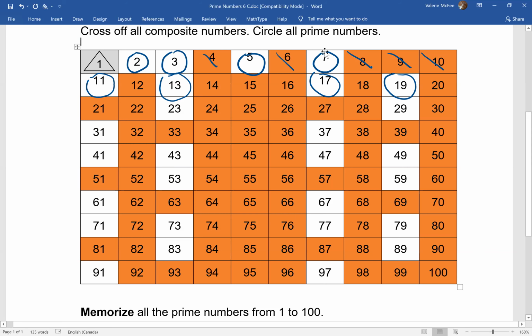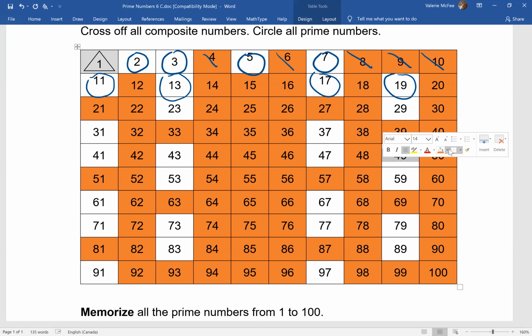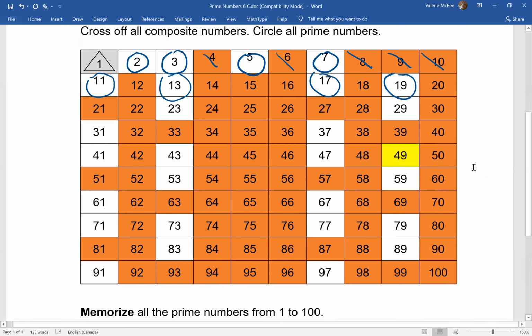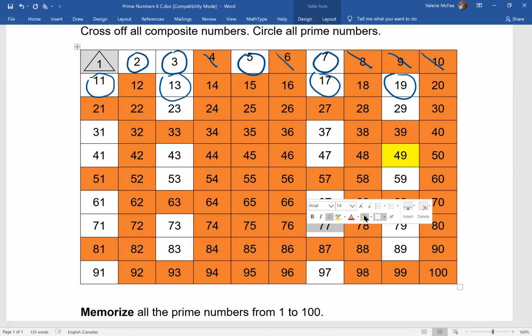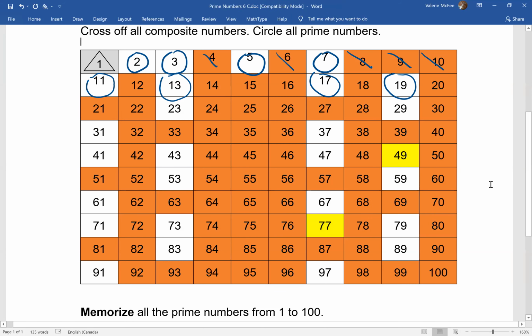What about numbers divisible by 7? Now, there's no quick and easy trick for this, so we just need to look through the list. Can you pause this video and find the numbers divisible by 7? Maybe I'll highlight those in a different color. We know, of course, that 49 is divisible by 7 and therefore not prime. 77 is divisible by 7 and therefore not prime.